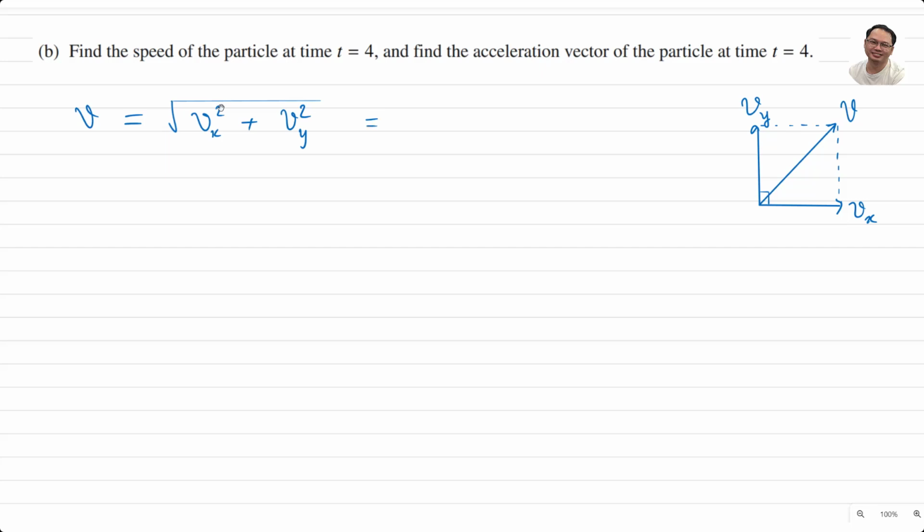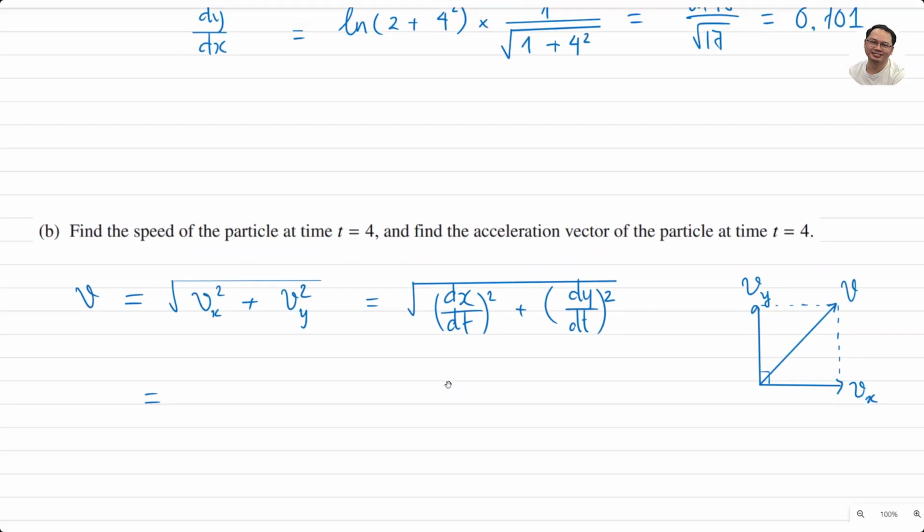So the next thing, we put vx as dx over dt and square it, then add it with dy over dt squared. The next step, we put the given formula into this formula.